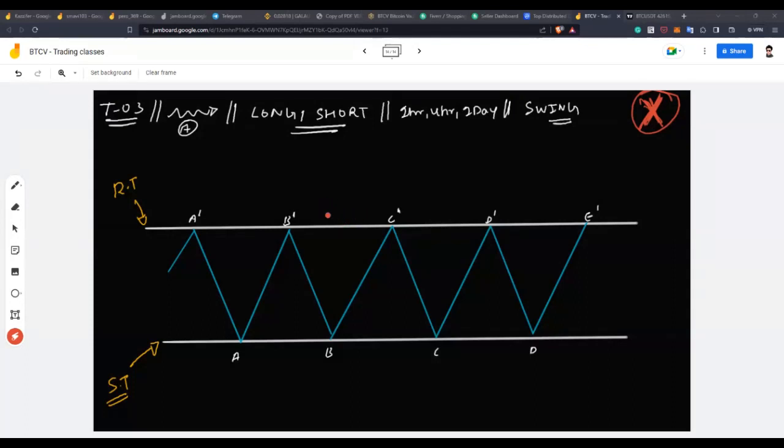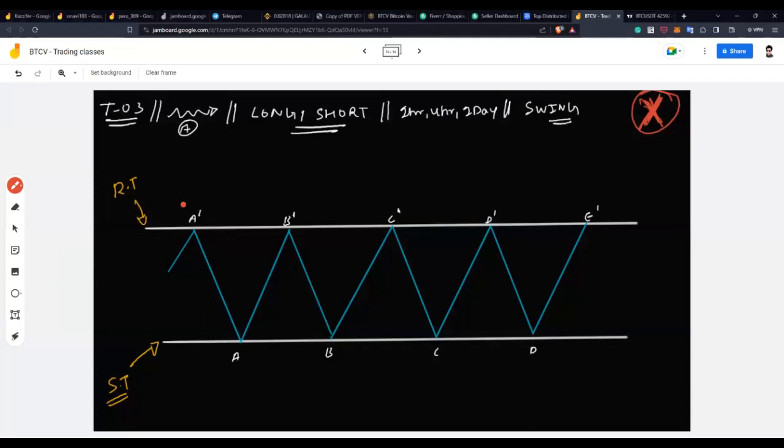Okay, let's make it clear. As I told you, we need a minimum of 3 points to identify a trend. Before that, we can't say if it's a trend or not. Correct? So that means I can't take a trade on A dash. I can't take a trade on A. I can't take a trade on B dash. I can't take a trade on B. I can't take a trade on C dash also.